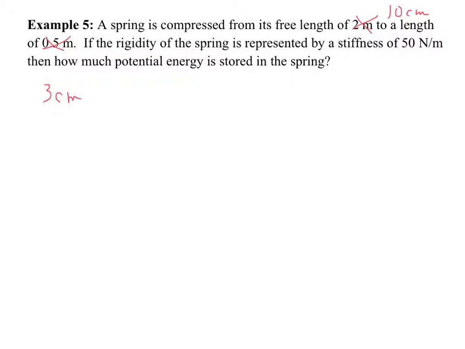If the rigidity of the spring is represented by a stiffness of, and let's use a larger number here, let's use 500 newtons per meter, then how much potential energy is stored in the spring? The whole idea of springs is that you're storing energy, like a catapult. Even, well, a trebuchet is different, it uses counterweights, but it's still storing energy. But here we're going to see how much energy is actually stored in the spring. In a situation like this, if there's an object on the end of the spring, like a pinball machine, you pull back on the lever on the pinball machine, right?